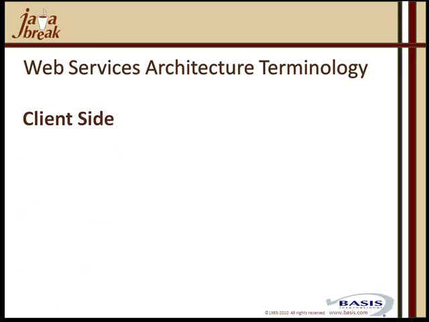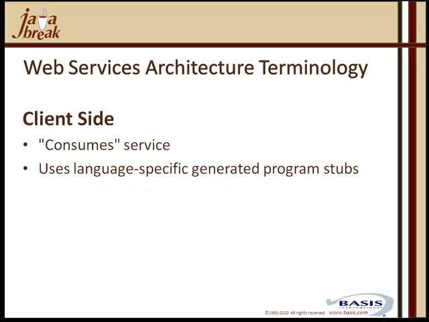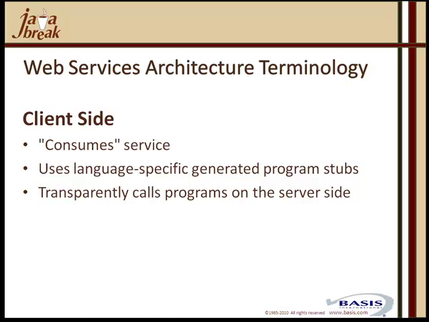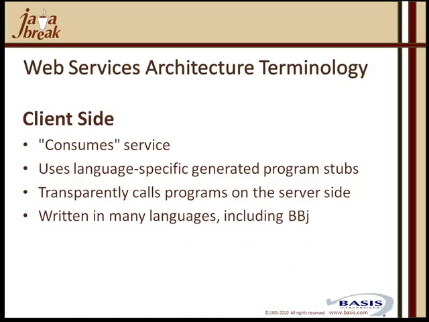Let's talk about the client side. On the client side, we're consuming the service that's been offered up by the server. We use language-specific generated program stubs, and those are derived from the WSDL. It transparently calls programs on the server side and can be written in many languages, including BBJ, and therefore it's callable by Pro5. In the next release of Pro5, Rev 10, we'll be able to call BBJ code in much the same way that you would call a Pro5 program. And that gives us the capability of consuming a web service very simply from within Pro5 or Visual Pro5 code.